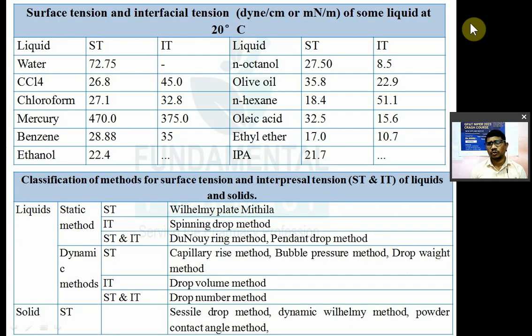Now surface tension of a few commonly used liquids at 20 degrees. You can see water का surface tension होता है. Water का surface tension कितना होता है? They can ask you 72.75. Interfacial tension नहीं है water का, ठीक है, because water is a single phase.